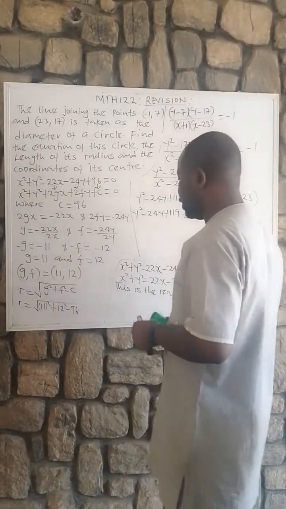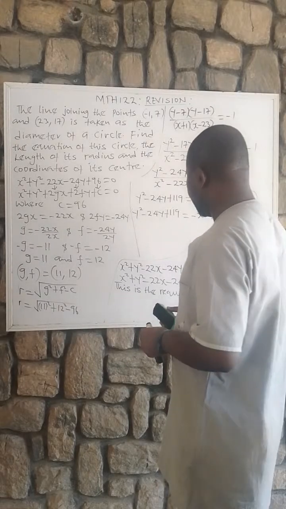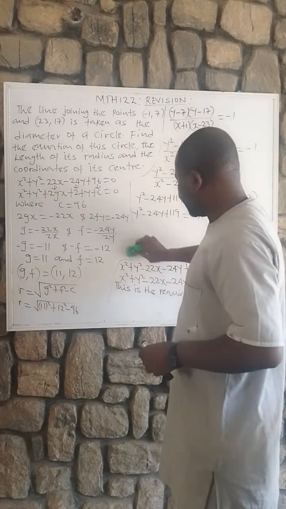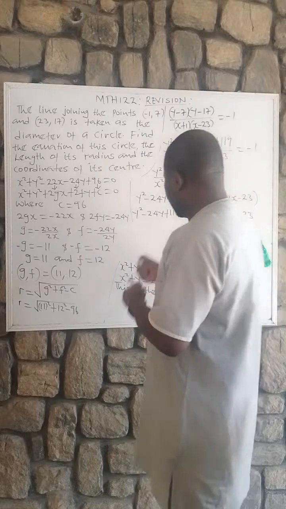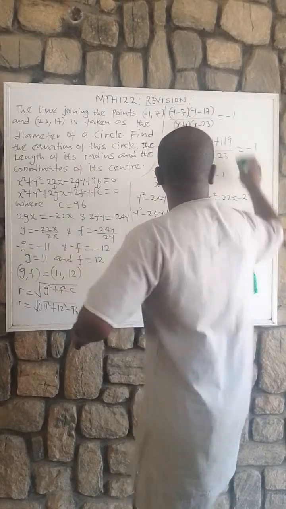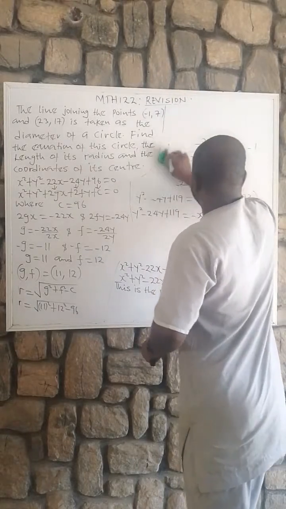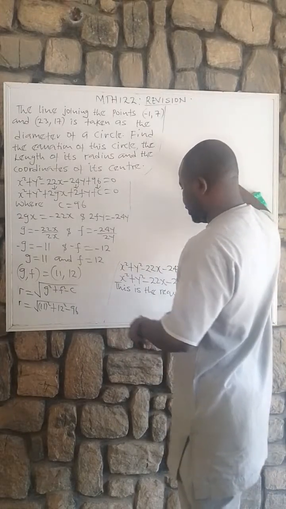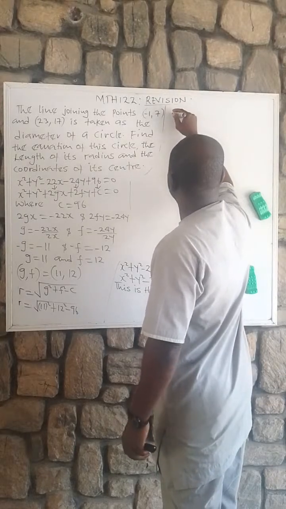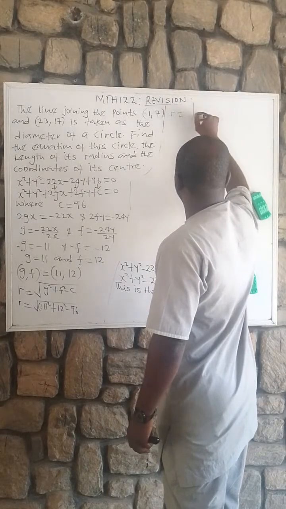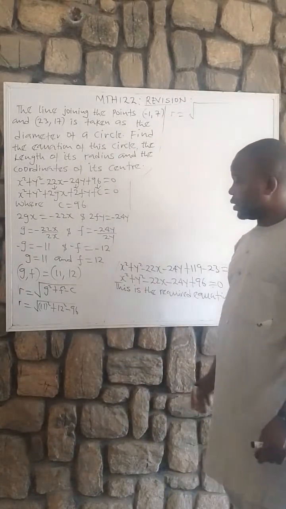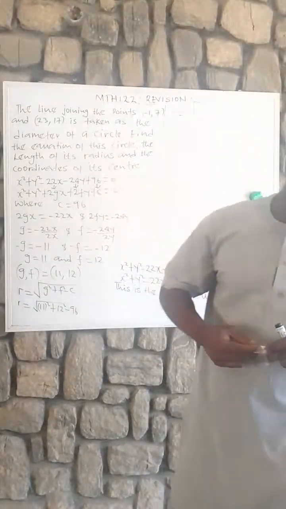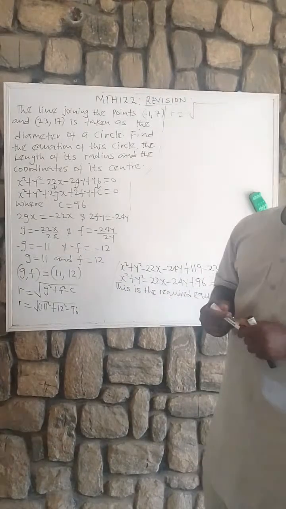So if you agree with me, it means here the radius is equal to the square root of, that is 11 times 11 will give us 121. True or false? It's true, right?